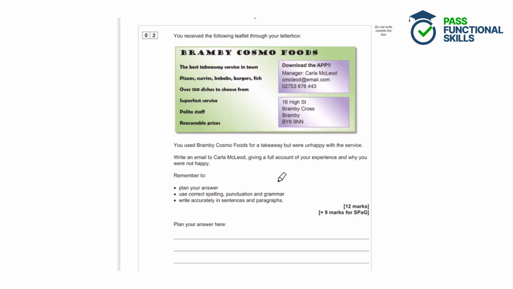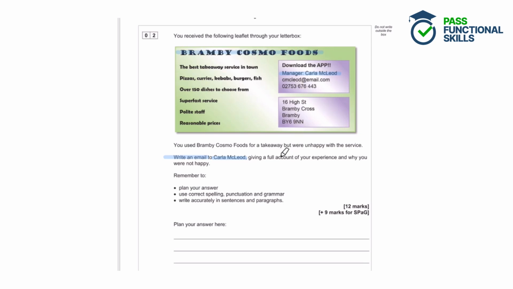So what do we need to do? Well, we need to identify the text type that we are going to be writing, and we've been asked to write an email. So we need to be thinking about what formatting features we need to include in an email. We also need to consider the audience. So our audience is Carla McLeod, and we know that Carla McLeod is the manager of Branby Cosmo Foods.